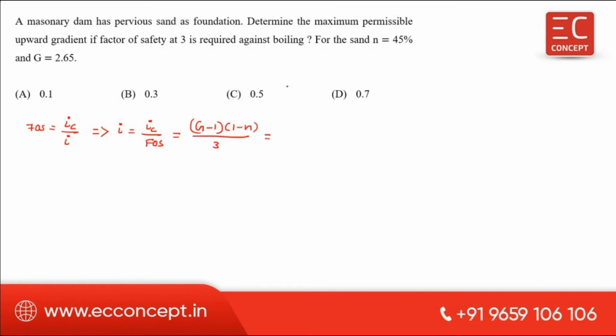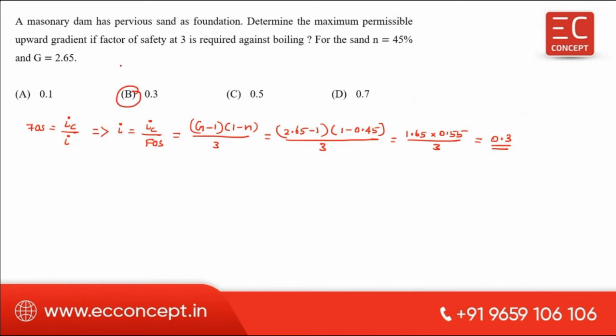So what is G? G is equal to 2.65 minus 1, 1 minus 0.45, the whole divided by 3. So the answer for this is, now if you simplify, 1.65 into 0.55 the whole divided by 3, I is equal to, you will get 0.3. So the answer for this question is B.